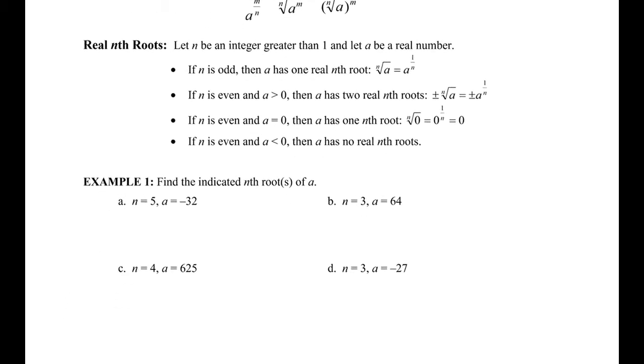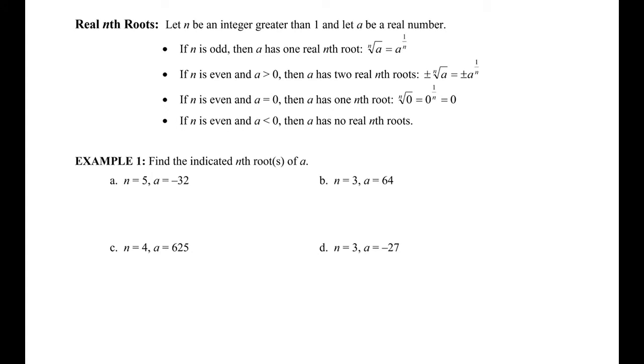Let's look at the first example. It tells us to find. For part A, n is odd, which tells us that there's going to be one real nth root. And we're going to look at simplifying this. So we either want to put it in our radical notation or our rational exponent notation. And there's no m value, so we're just going to use 1.